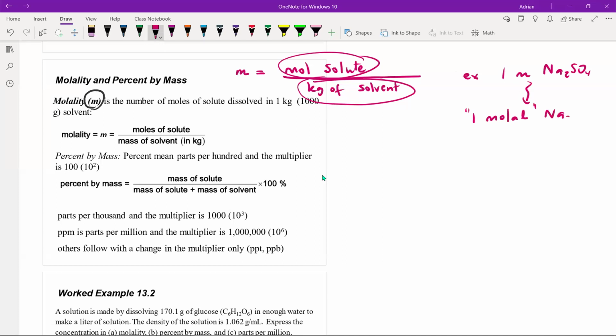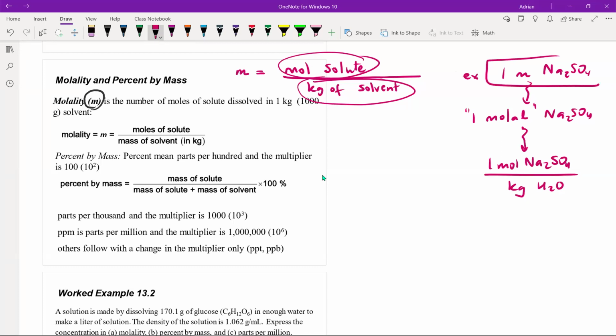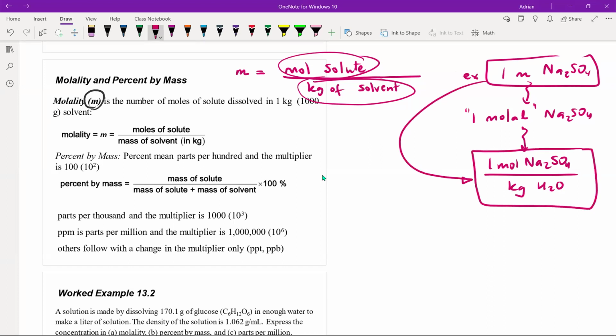Na2SO4. Okay, and what this means, this is the most important thing now, is that we have 1 mole of Na2SO4 for every kilogram of the solvent, in this case, kilogram of H2O. That's what this 1 molal in this case would actually mean. And this is the form that is going to be most useful to us because it allows us to see the relationship between the amount of the solute and the amount of the solvent, specifically now in kilograms.